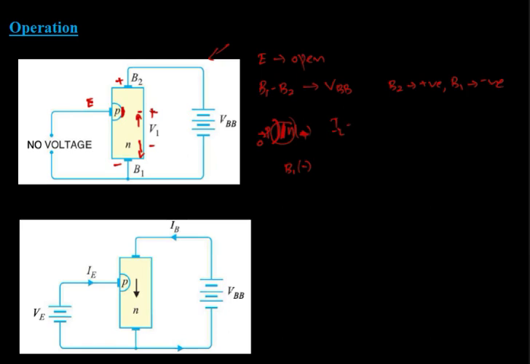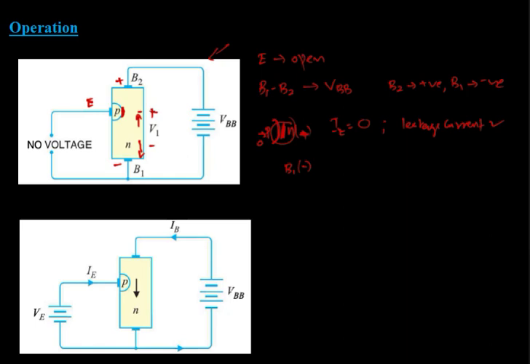I can call it as IE is equal to 0. But remember, of course, there is a small leakage current that flows from B2 to the emitter due to minority carriers. So there will be a small leakage current, that you can see while discussing the characteristics of UJT. So leakage current will be there, but we can say that the emitter current is 0 since this V1 reverse biases the PN junction.